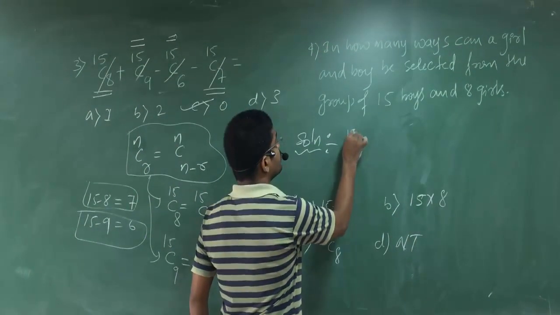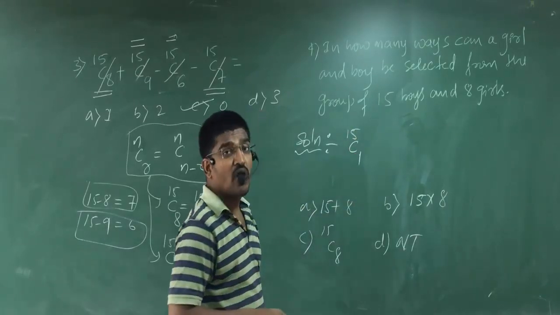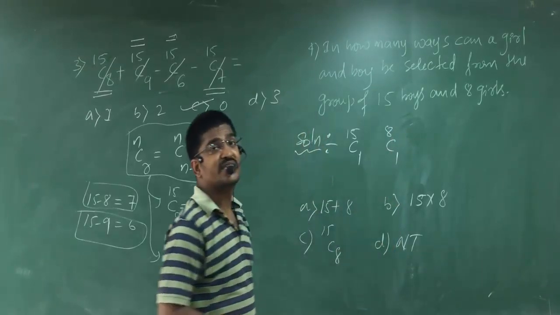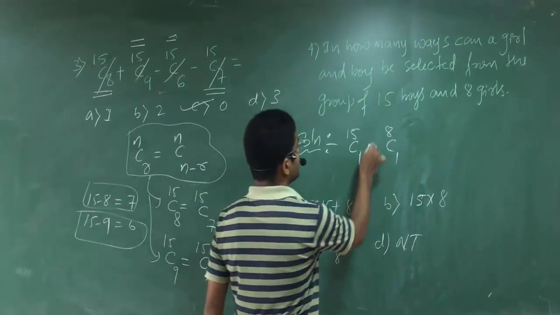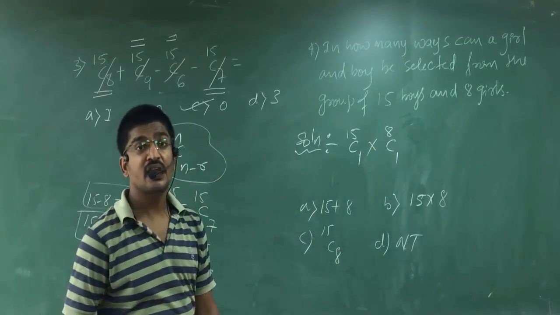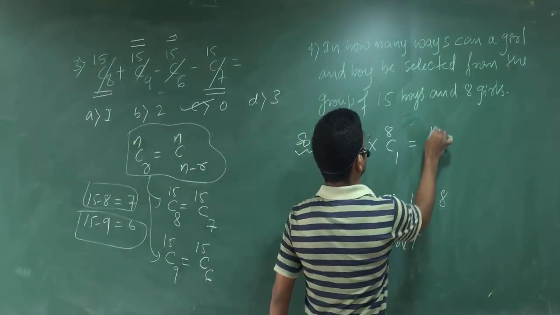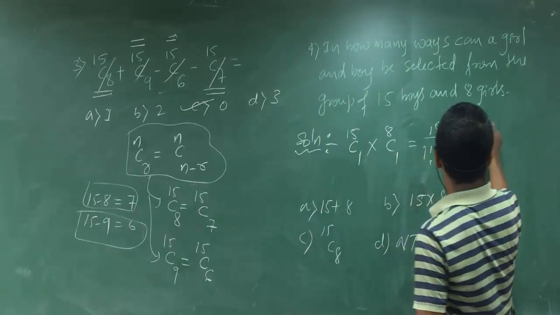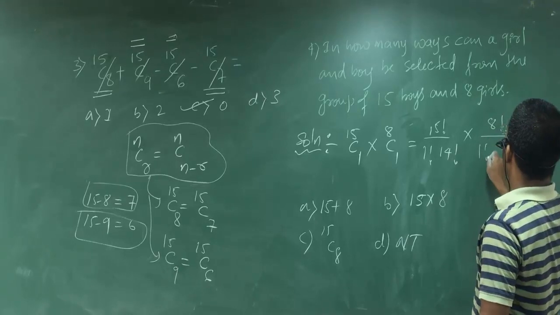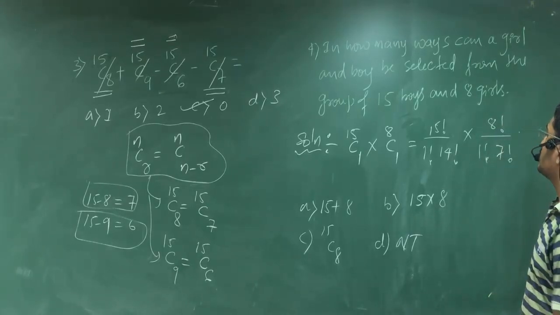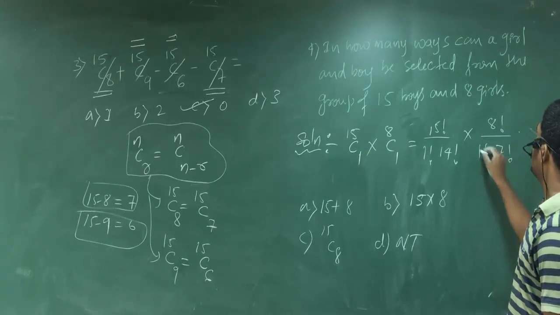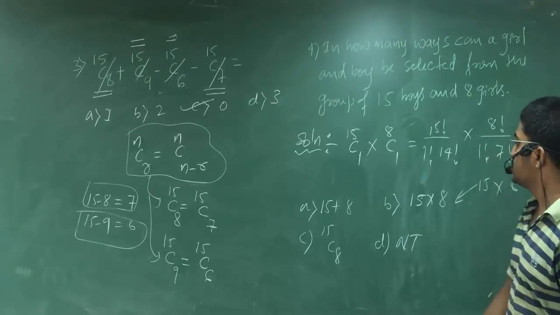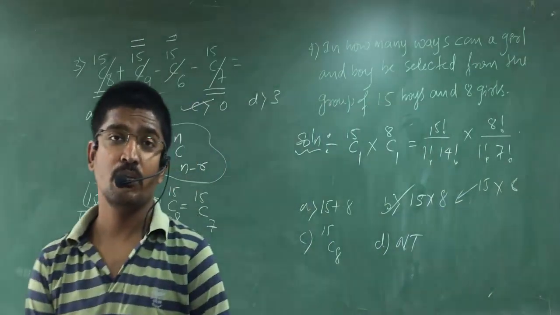So that means from 15 boys, one boy has to be selected. From 8 girls, one girl has to be selected. Then the total number of ways means multiplied. Clear? So this will be equal to 15 factorial over 1 factorial 14 factorial, multiplied with 8 factorial over 1 factorial 7 factorial. So this will be 15 into 8. So your answer will be B.